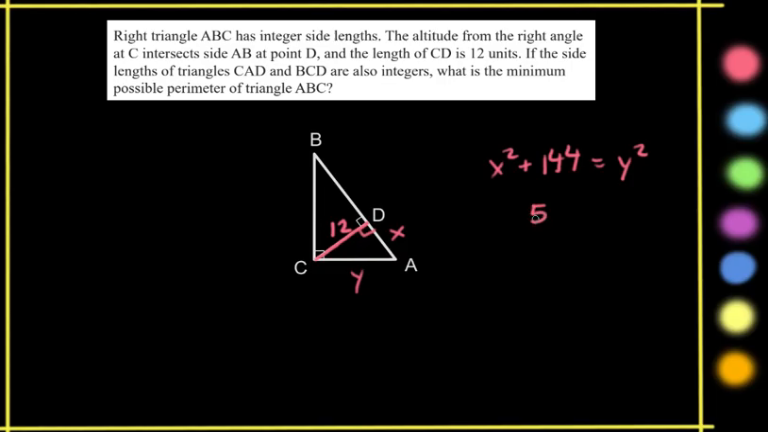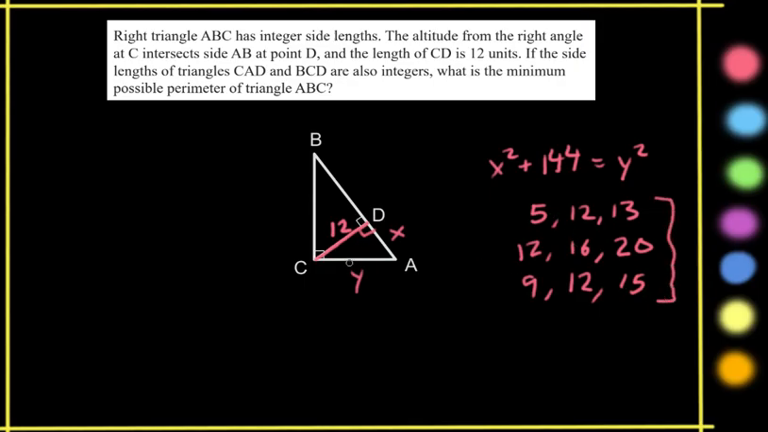So for example, 5, 12, 13 is one. And there's also 12, 16, 20, where this is a 3, 4, 5 triangle scaled up, with the 3 being scaled up to 12. I'm sorry, the 3 is multiplied by 4. Yeah, the 3 is being scaled to 12. If you take the 4 and scale it up to 12, then you're going to be at a 9, 12, 15 triangle. So these are 3 different possibilities for the side lengths of this triangle ACD. And it turns out that those are also the same 3 possibilities for the side lengths of BCD.